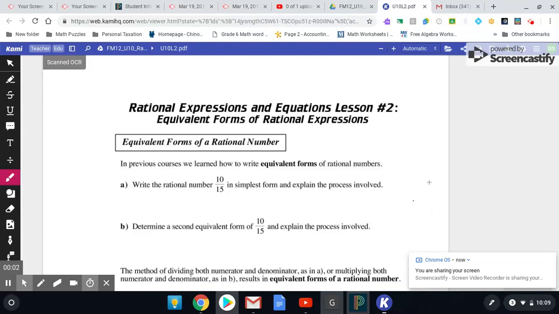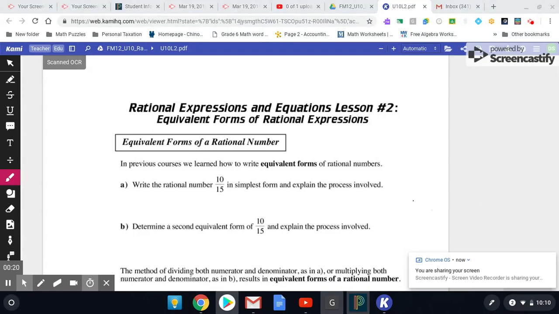Okay, so we're going to move to lesson 2. This is on page 425. And my video only lasts 10 minutes, so I have to do it in a couple lessons, but you can find the next lessons. I'll share those as well. So we're going to talk about equivalent forms of rational expressions.